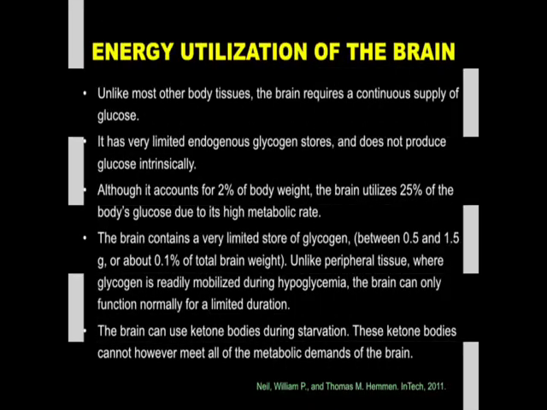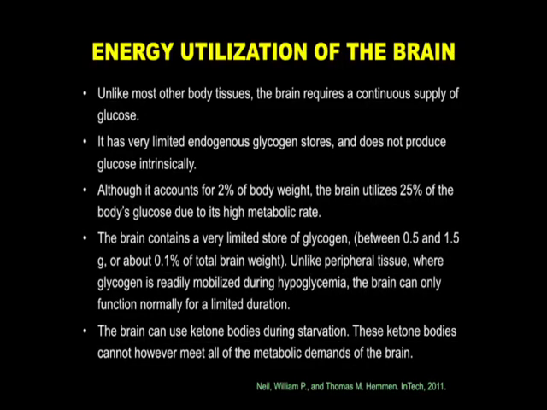So the brain is very important because even though it accounts for only 2% of our body weight, it actually uses 25% of the body's glucose because of the high metabolic rate. And it requires a continuous supply of glucose and has very limited stores of glycogen. It has about 0.5 to 1.5 or 0.1% of the total brain weight as glycogen. And it can really only function normally for a very limited duration with that glycogen. The brain can use ketone bodies during starvation, but they can't meet all the metabolic needs of the brain, which is why the brain is so significantly affected in cases of hypoglycemia.